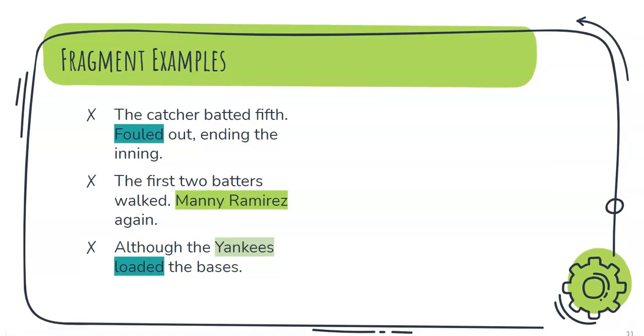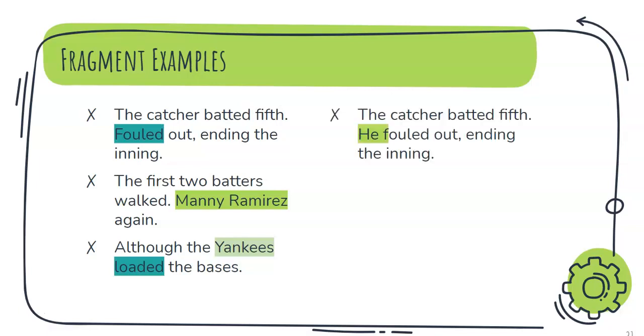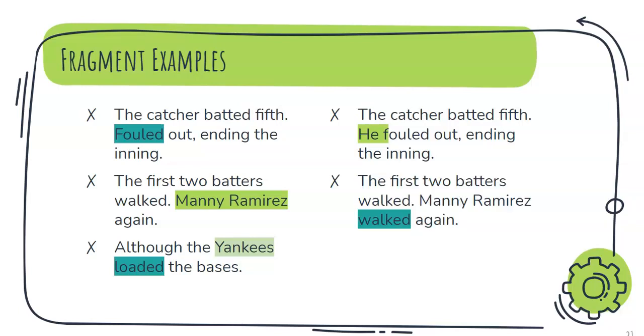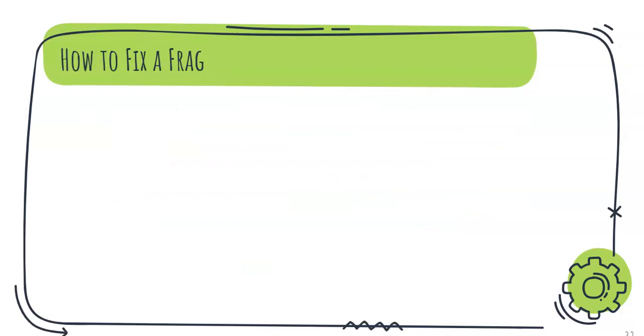So, how do you fix a fragment? Easy. Just supply it with what it's missing. In our first example, we're missing a subject. We don't know who fouled out. So let's add he to the beginning. Now it reads, the catcher batted fifth. He fouled out, ending the inning. In the second example, we need a verb, so we know what Ramirez did. The first two batters walked. Manny Ramirez walked again.